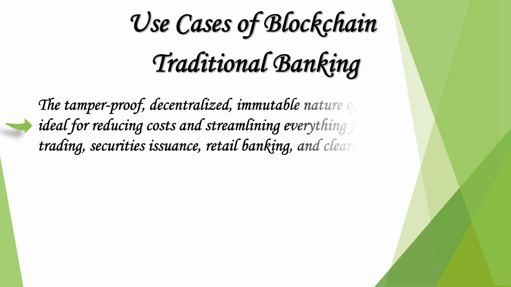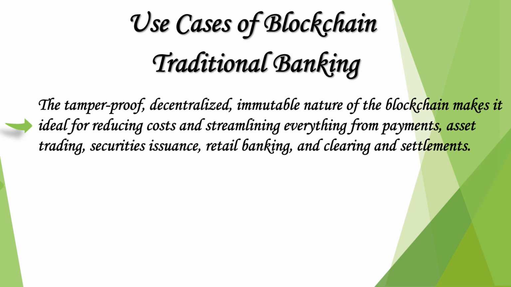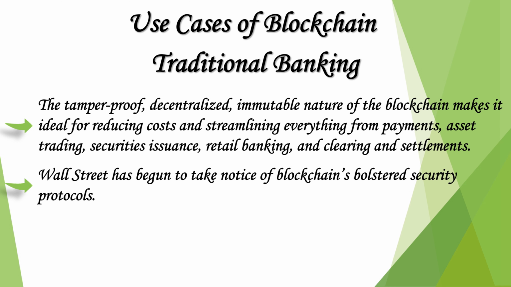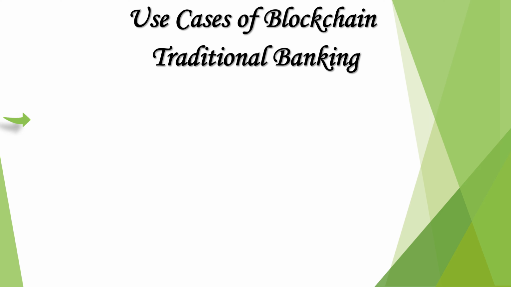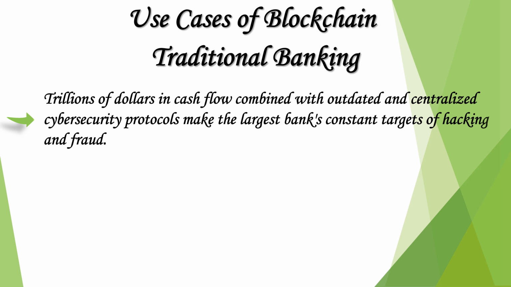Traditional banking. The tamper-proof, decentralized, immutable nature of the blockchain makes it ideal for reducing costs and streamlining everything from payments, asset trading, securities issuance, retail banking, and clearing and settlements. Wall Street has begun to take notice of blockchain's bolstered security protocols. Traditionally known as slow movers in adopting new technologies, some of Wall Street's largest financial institutions are trying to stay ahead of the curve. Trillions of dollars in cash flow combined with outdated and centralized cybersecurity protocols make the largest banks constant targets of hacking and fraud.